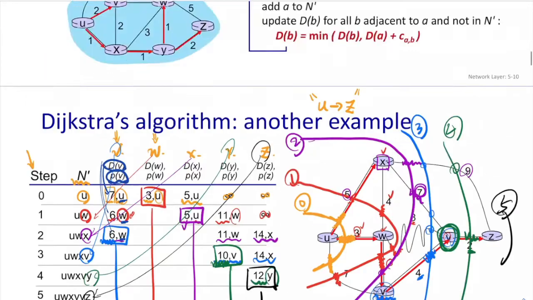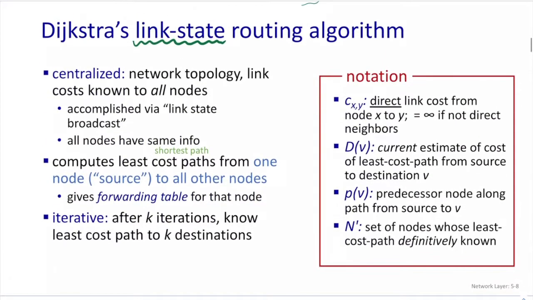So let's go back to the first page. The first one is c(x,y), which means the cost between x and y. D(v) means the current estimate of the cost of the path from source to destination v. p(v) means the predecessor node along the path from source to v. And N prime means the set, and it should include all the nodes.